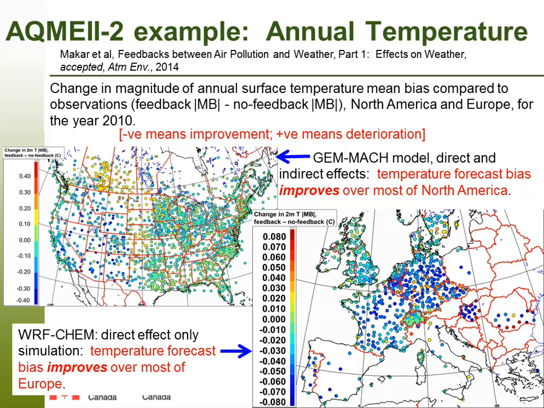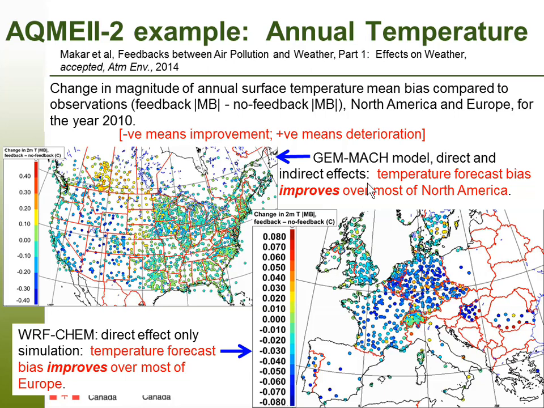Anything that's a blue color, sort of bluish to greenish in these, are cases where the feedback run has improved the temperature forecast in terms of the mean bias. So you can see over most of North America, you do get those sorts of improvements, especially in the western United States, lesser extent in the east. It actually got a little bit worse for Alberta, Saskatchewan, and Canada. And then for Europe, there were improvements in temperature pretty much over the whole area.